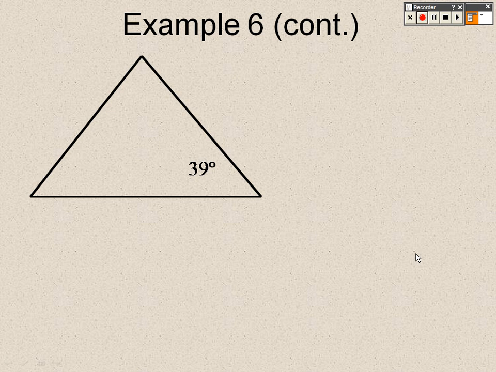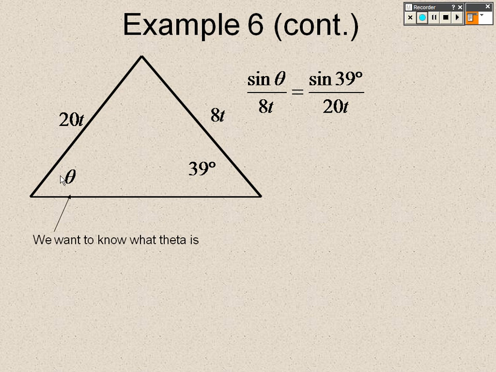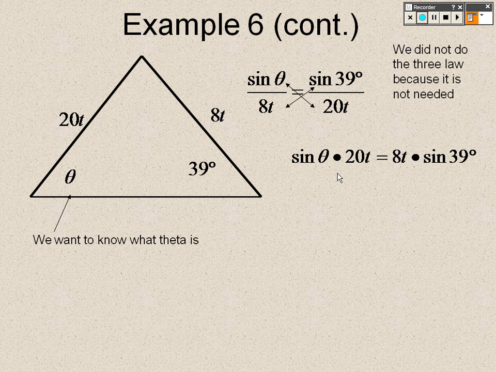We know that's 39. We know that that's 8t. We know that that's 20t. I do not know that angle that I need to find, so that's what I'm trying to solve for. So it means it's sine of theta over 8t equals sine of 39 over 20t. So when we cross multiply, you just need to find the angle. I end up getting this, but to get sine of theta by itself, I divide by 20t on both sides.